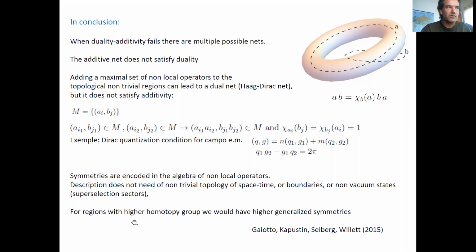If you go to, for example, non-trivial homotopy groups for the regions, you will get higher generalized symmetries. So all the things that I have said are somehow the same as what people put forward some years ago in terms of generalized symmetries associated to n-form gauge fields. But we obtain it here from just a different point of view.